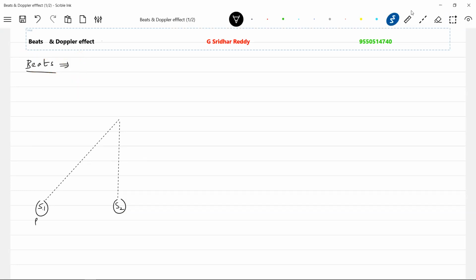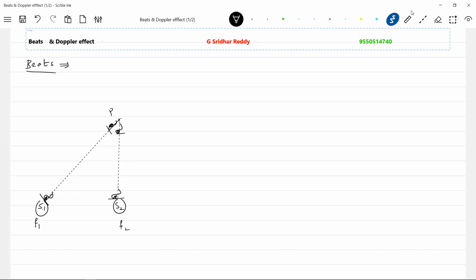Okay, the source has frequency f1, and this one f2. This will send a wave, and this also sends a wave. At point P, let them undergo superposition. So they will arrive here. Okay, at point P, they intersect.